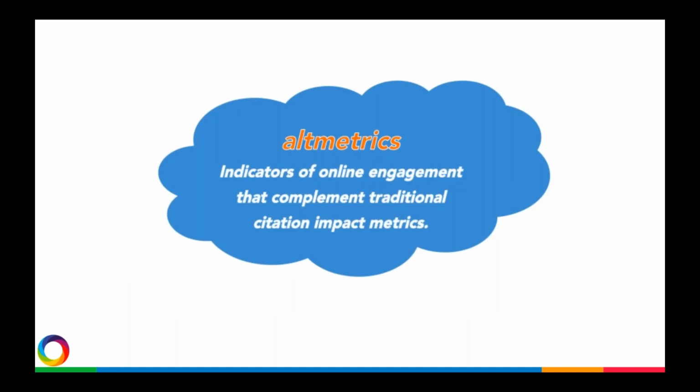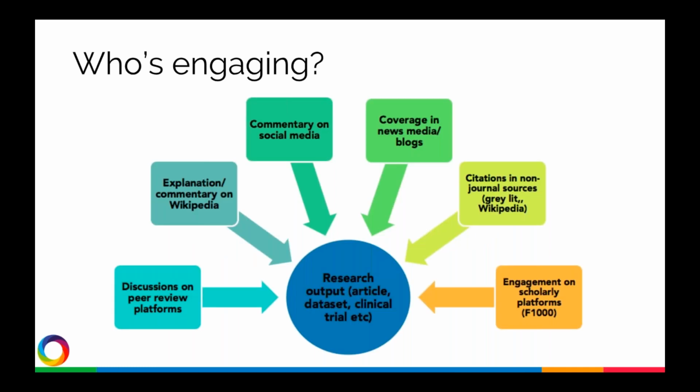So Altmetrics, in a nutshell, are indicators of online engagement that complement traditional citation impact metrics. They're not intended as a replacement, they're there to help you tell a broader story. And what they can really do is help you understand who is engaging. So I mentioned some of the sources that we've tracked already, but they can help you see discussions on post-publication peer review platforms. They can show you where a piece of research is being referenced in Wikipedia, so where it's really contributing to that broader public understanding of a particular topic perhaps, or how a field is evolving. Commentary on social media, which I think a lot of people associate mainly with Altmetrics, although they extend far beyond that.